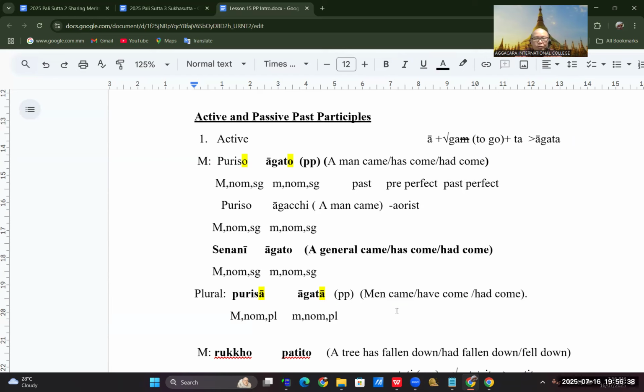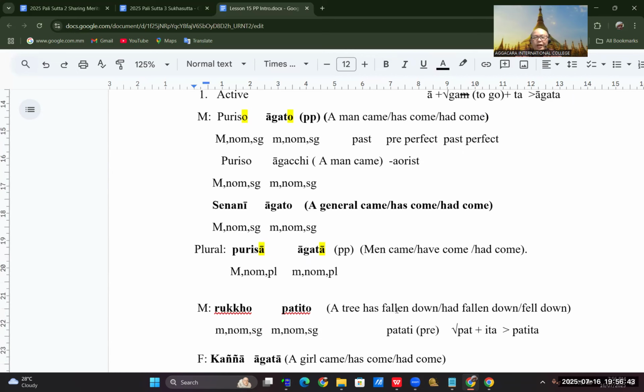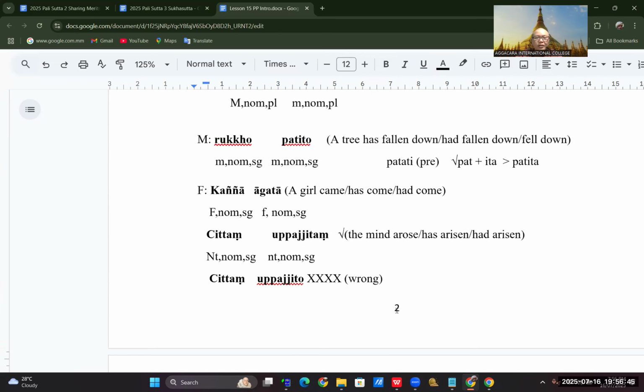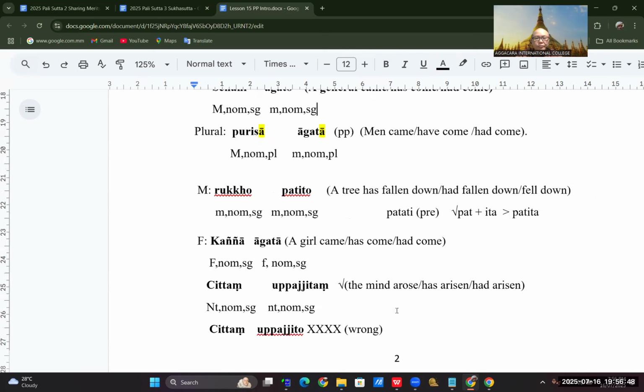Okay. So finish. This is a simple two examples. So this is active. All right. A man came is an active sense. Now next one. So next example. Rukkho is a tree, from the word rukkha. Rukkho patito. So a tree has fallen down. So it's from the patati. Patati is fall. So pat and ita. So a tree has fallen down, had fallen down or fell down. All right. Okay. So it's another example.